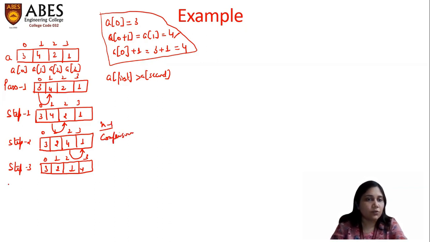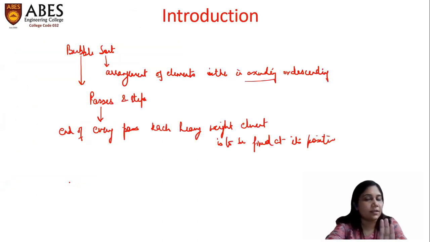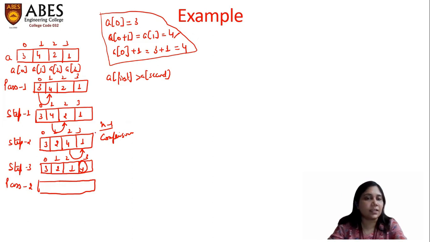Right? So now at the end of this pass 1, we have got the element 4 fixed, as I told you in the introduction also. And it gets fixed at the position. So now my array left is this one. I have to run this entire thing for these three elements.